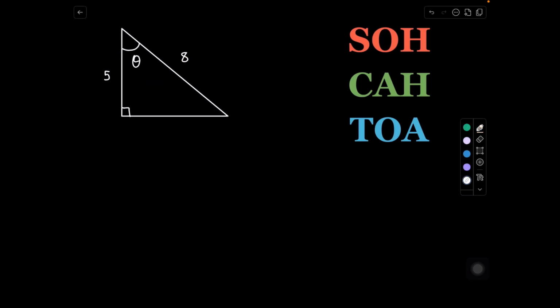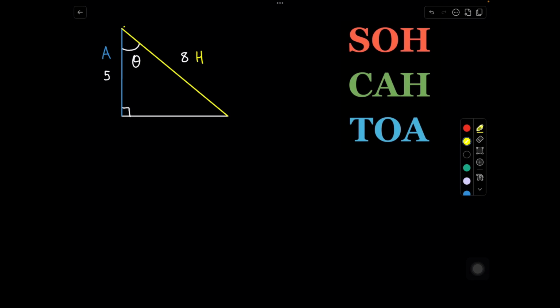So let's do one more example. So instead of using the question mark, you'll see this little symbol used. It's called theta. And that's just saying that we don't know what that angle is. So looking at this triangle again, it's a right angle triangle, so we can use trigonometry. And then looking at our angle here, right next to it is the 5. So that's our adjacent. And then looking at our right angle here, directly opposite that is the 8. So that's our hypotenuse here.